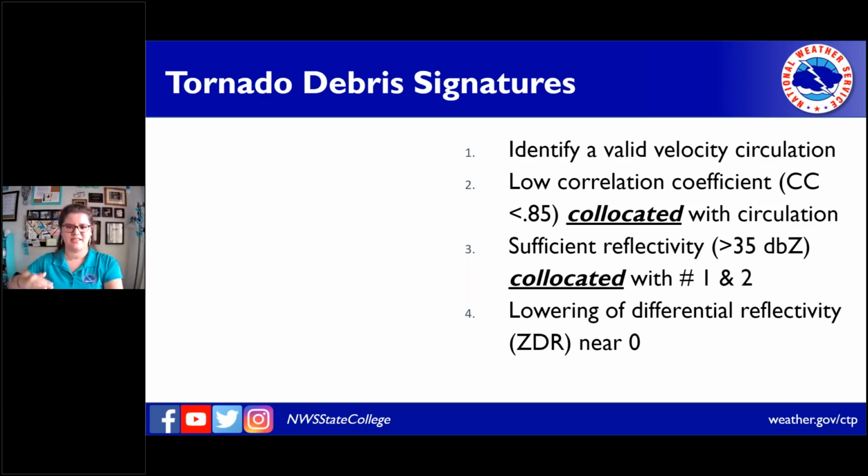They're all kind of scattered about. So averaging them all out, we're going to have ZDR near zero. So that's why when you're looking at tornadic debris, you're going to have that ZDR near zero, even though we're not really looking at spherical stuff.